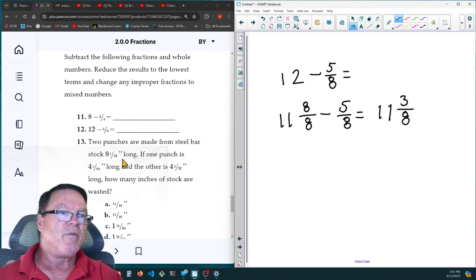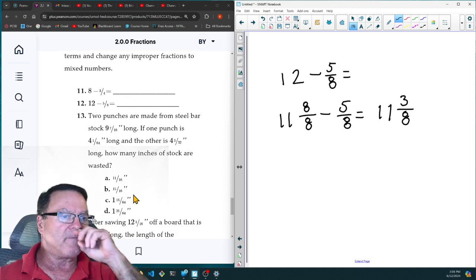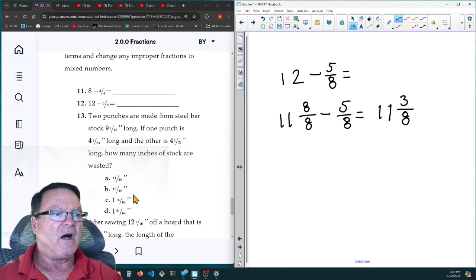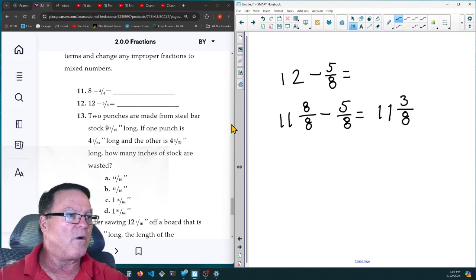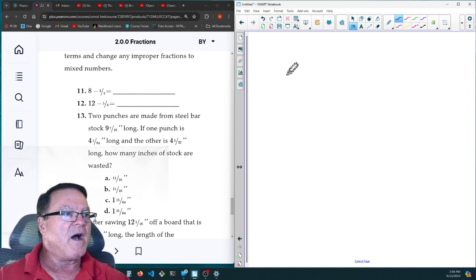2 punches are made from steel bar stock 9 and 7/16 inches long. If one punch is 4 and 1/64 inch long, and the other is 4 and 3/32, how many inches of stock are wasted? Okay, all right, we can do this. I'm going to try to convert all of my numbers to 64.